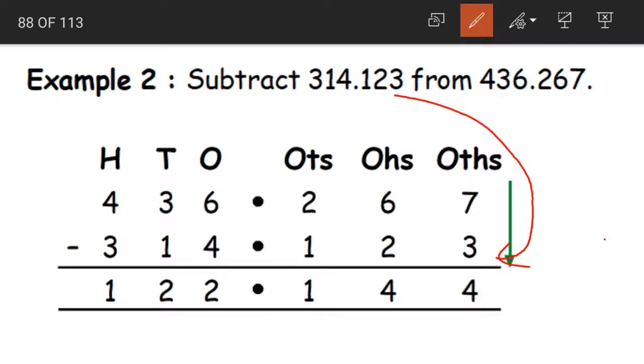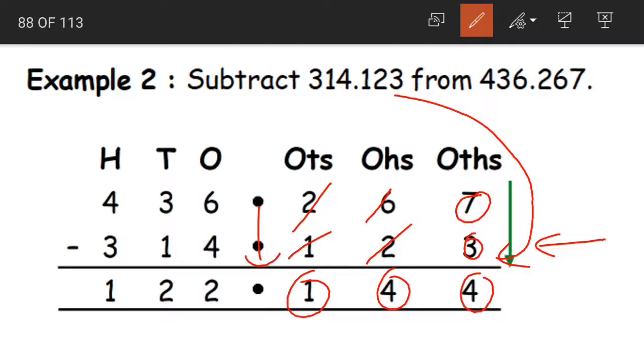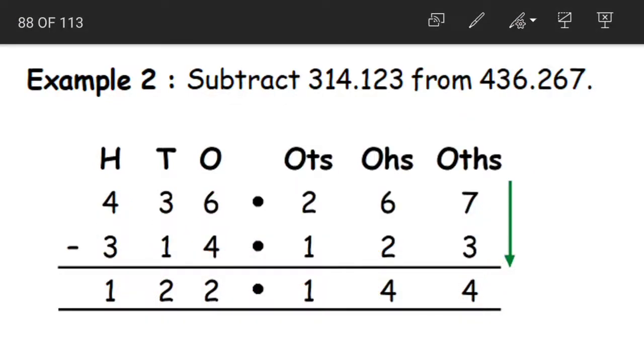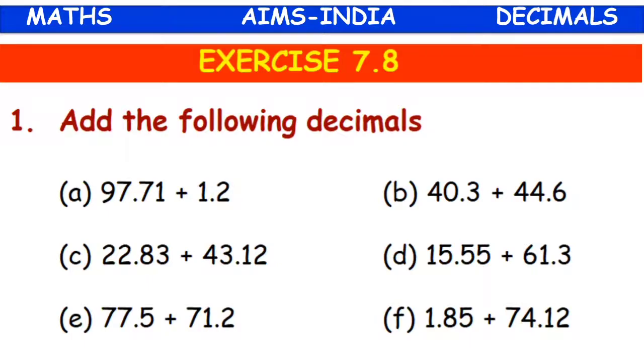When we start subtracting, we subtract from the right side, right? 7 minus 3, 4. 6 minus 2, 4. 2 minus 1, 1. Then our decimal point. 6 minus 4, 2. 3 minus 1, 2. 4 minus 3, 1. So 122.144 is the difference of the given two decimal numbers. Is this clear, children? Now we are having a few exercise problems.